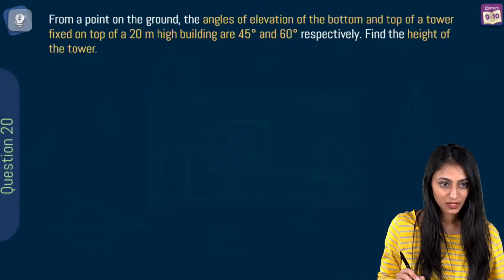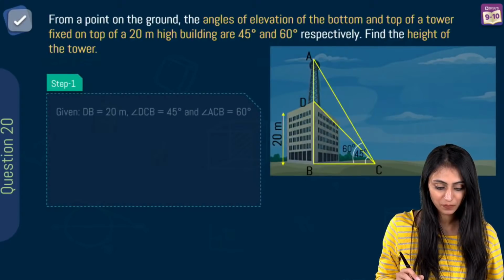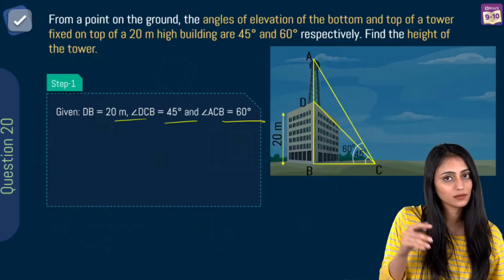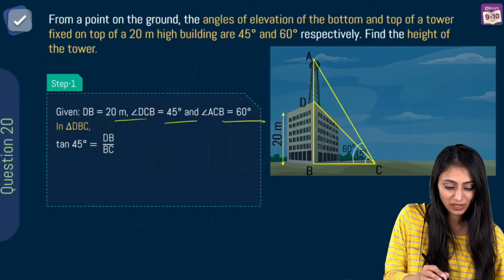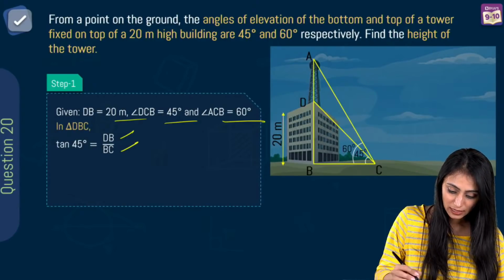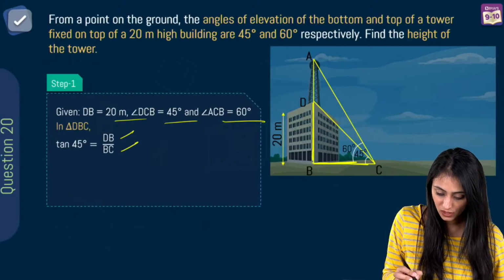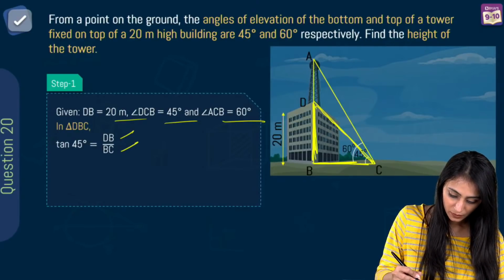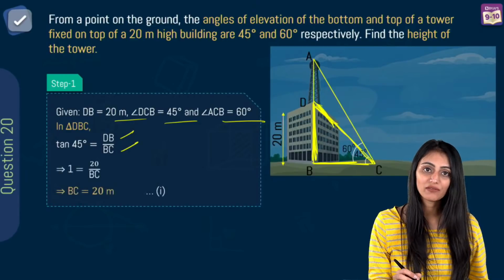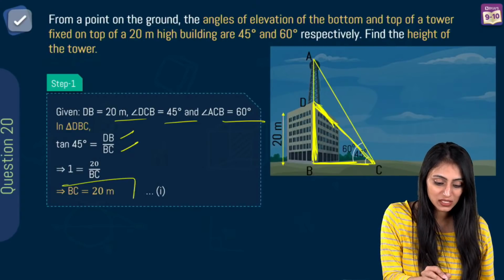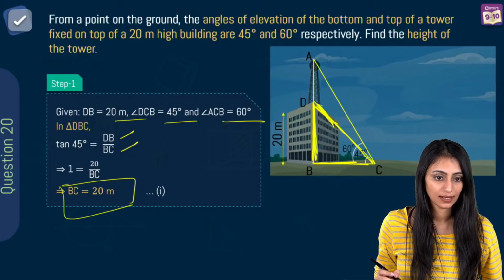Alright. So what we will do here is simply first mention everything, the angles, the length, everything you have to mention. So in triangle DBC, I can say tan 45 degree would be DB by BC. This is DBC triangle, this one, right? Tan 45 would be DB by BC. Tan 45 is 1, that's going to be 20 by BC, so BC would be 20 meters. Yes?